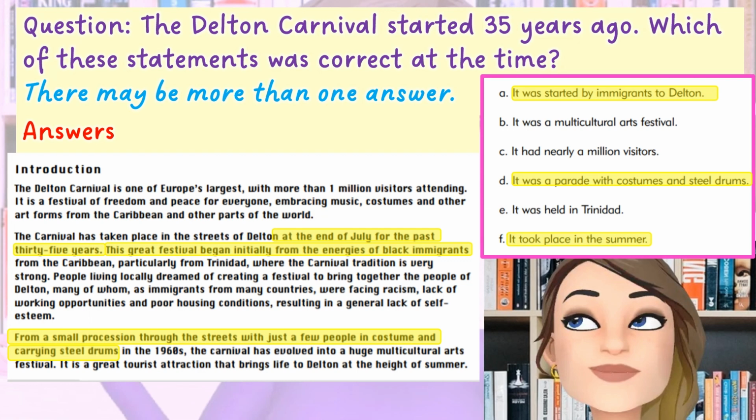It's so important that every question in the reading exam and the writing exam, you read in detail. Maybe read it twice just to make sure you fully understood what it's asking for. This question states the Delton Carnival started 35 years ago. Which of these statements was correct at the time? So that means which of these statements was correct 35 years ago.